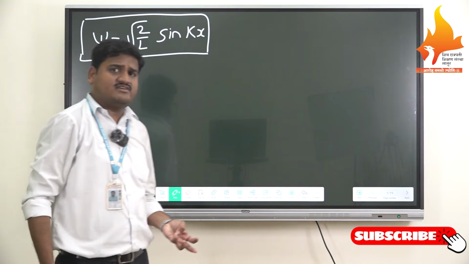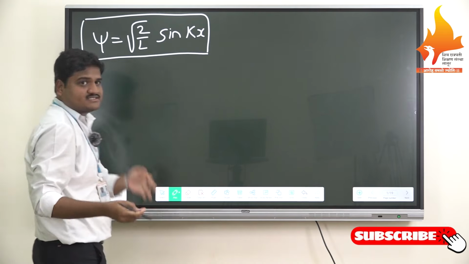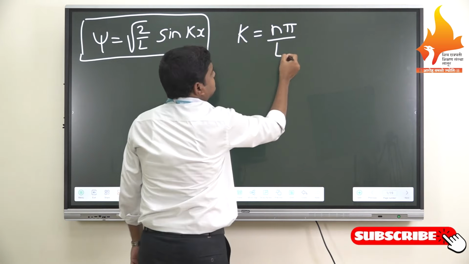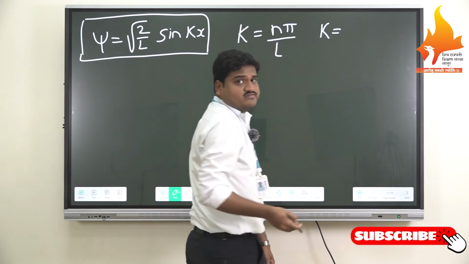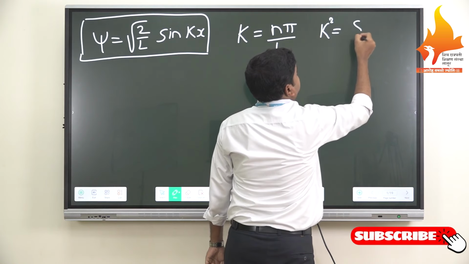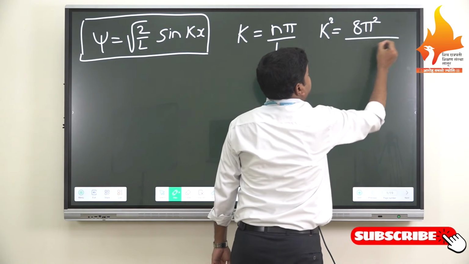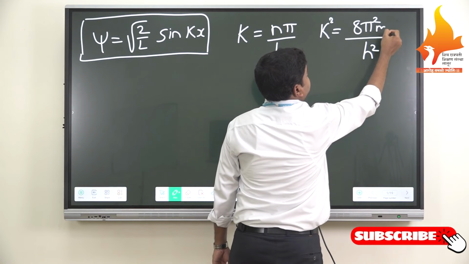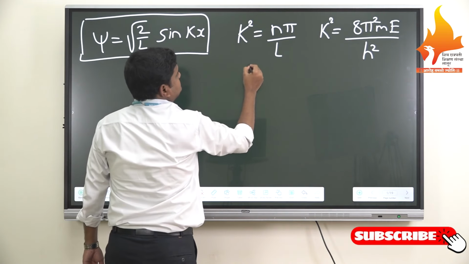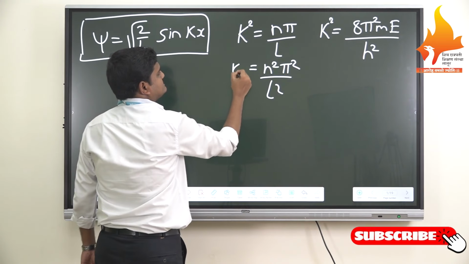Now what remains is the energy values. So we can calculate the energy values from k. Just 5 minutes ago we found that k is equal to nπ divided by L. Also, at the start of the equation we considered k² is equal to 8π²mE divided by h². So we square this k, which gives n²π² divided by L².